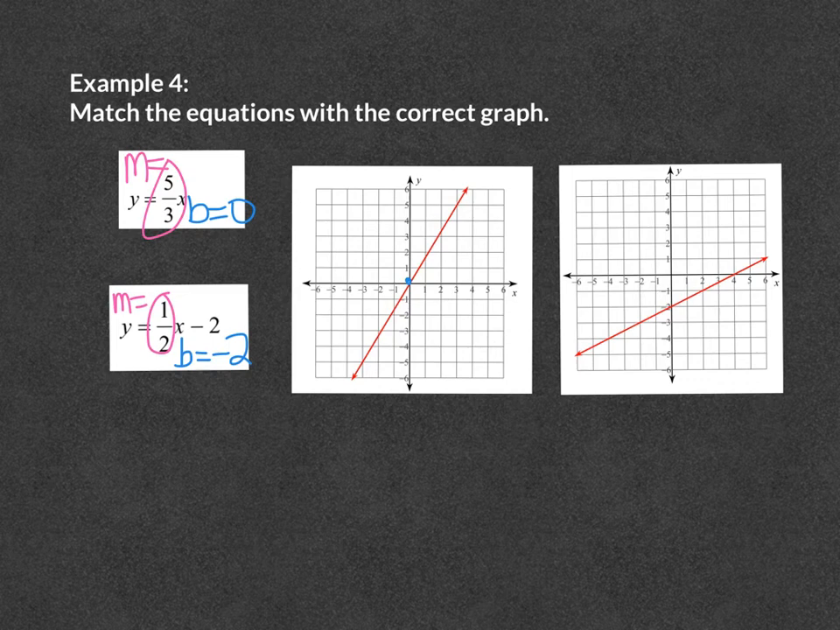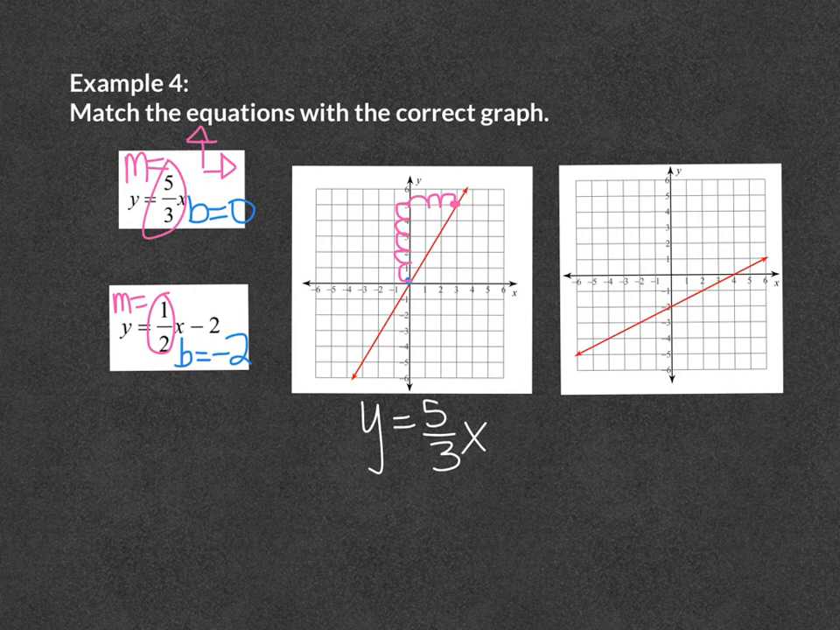I look at my slope and I see that it's 5 over 3 and it's positive. So that means I'm going to go up 5 and then to the right 3. So let's start at the y-intercept. Go up 5. 1, 2, 3, 4, 5. To the right 3. 1, 2, 3. There's my point and it matches. So that is the correct equation. So y equals 5 over 3x.